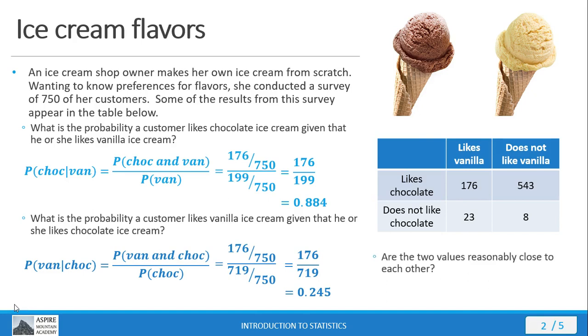Are these two variables reasonably close to each other? What say you? Well, I hope you say no, because 88 and 24 are not in the same neighborhood. They're far apart from each other. So we see that the order in which you place these elements matters a great deal.